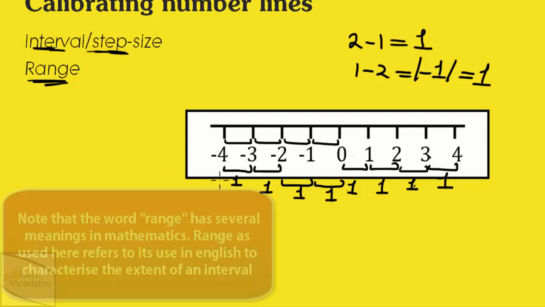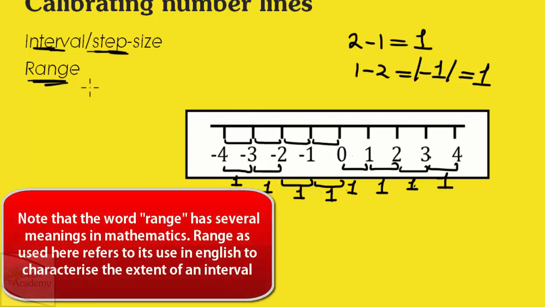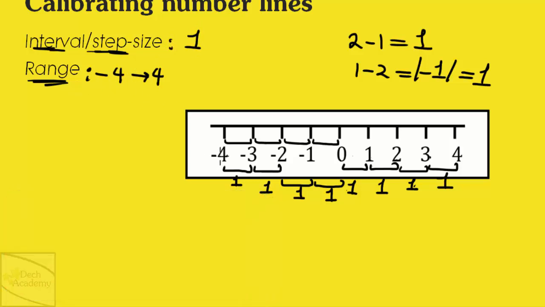The range of a number line is just the smallest and the largest value of the number line. So in this number line, the range is from -4 to 4. The interval or step size is 1 in this case. I'm going to put an arrow here. So the range of this number line is from -4 to 4, or you can write it in bracket notation as [-4, 4]. This is another form of representing it. So that's the range of this number line. It's an easy concept.